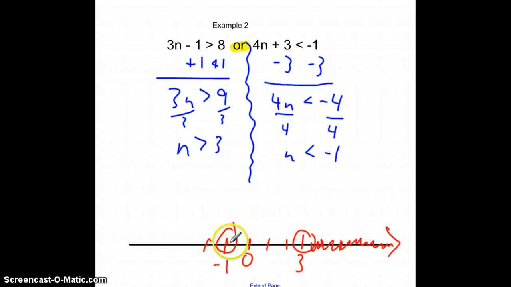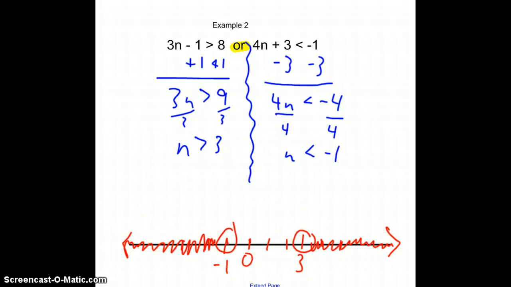Again, no equal sign underneath it, so we'll keep it as an open circle. Smaller than negative 1 goes this way all the way to negative infinity. So again, notice two different setups. It's either or. And really, if you think about this logically, boys and girls, there's no way it can fit both of these criteria. You can't have a number that's bigger than 3 and less than negative 1.